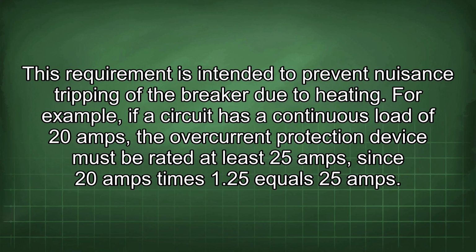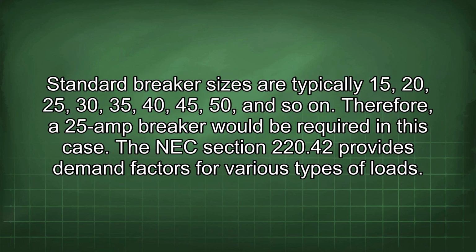For example, if a circuit has a continuous load of 20 amps, the overcurrent protection device must be rated at least 25 amps, since 20 amps times 1.25 equals 25 amps. Standard breaker sizes are typically 15, 20, 25, 30, 35, 40, 45, 50, and so on. Therefore, a 25 amp breaker would be required in this case.